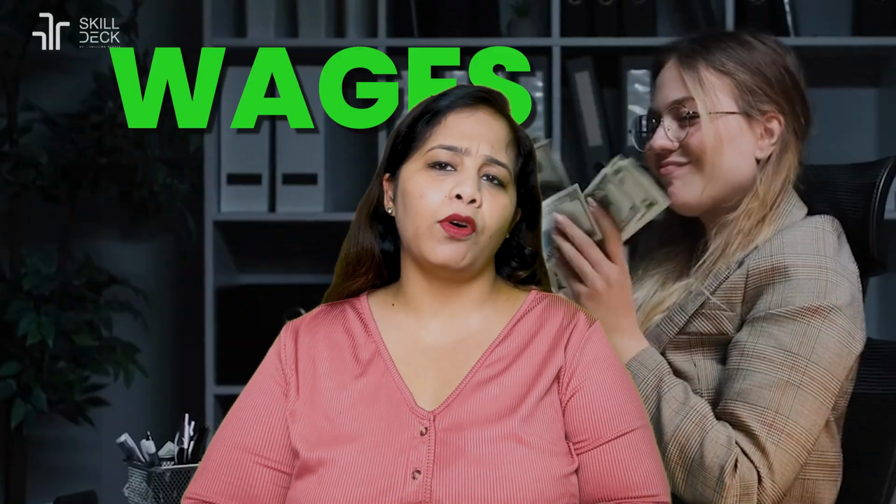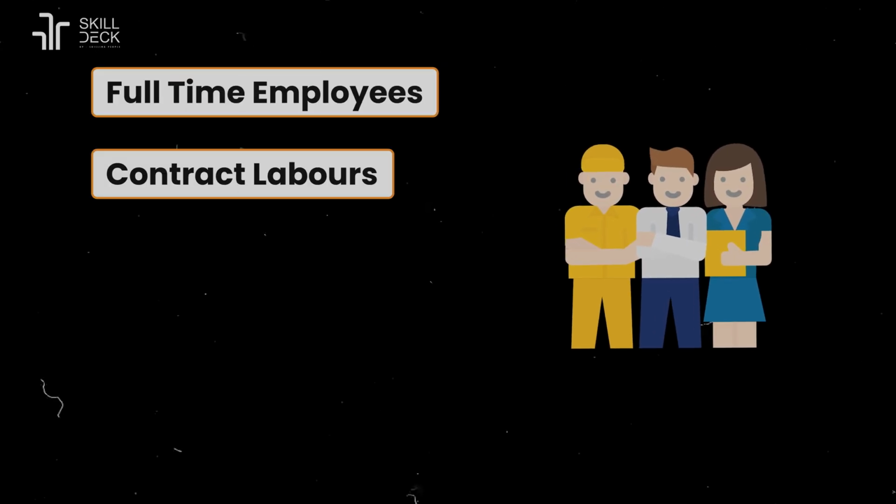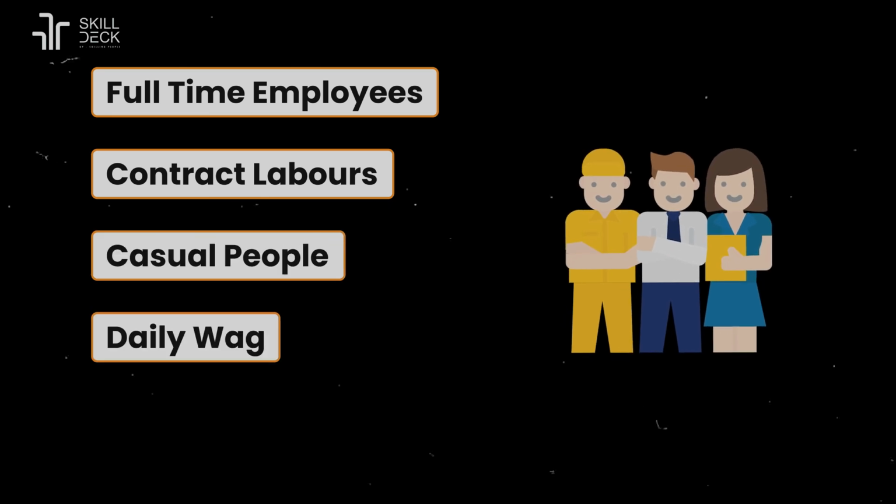Let's now talk about the employee. Employee under the PF Act means someone who is employed for wages in any kind of work. It could be manual work or otherwise in connection with the work of an establishment, and who gets wages directly or indirectly through the employer. That means our full-time employees, contract laborers, even those paid through contractors, indirectly being paid by you, casual people, daily wage people, piece rate workers, these all are covered under the EPF Act.